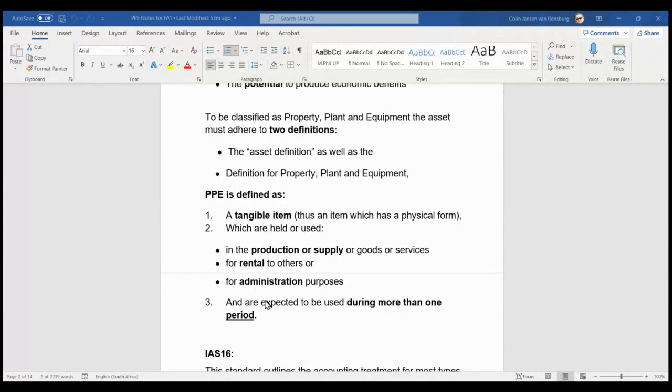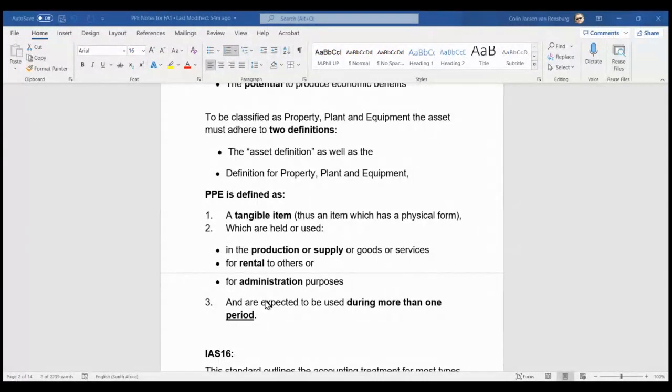Okay, I think we've got enough examples. So you get the idea that in order to be classified as property, plant and equipment, if it complies with that first bullet under paragraph 2, then it must be used to supply goods or produce goods, or it must be used to supply or produce services that generate services income for that particular business.